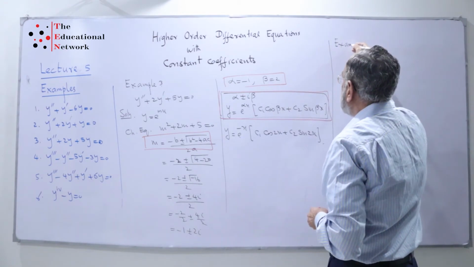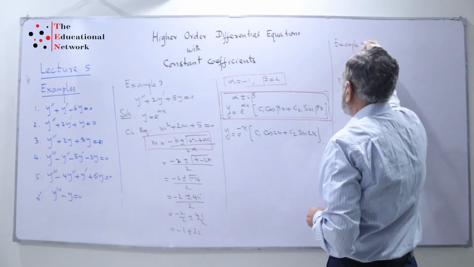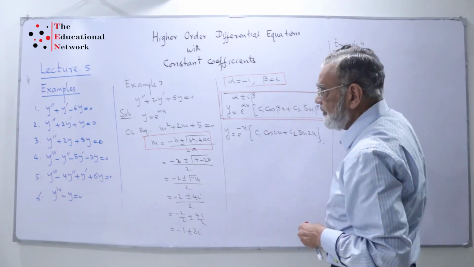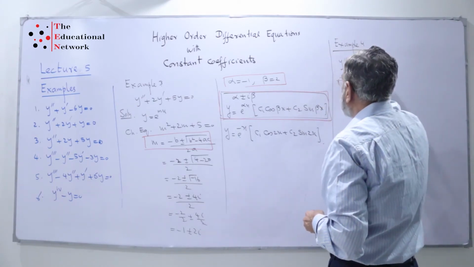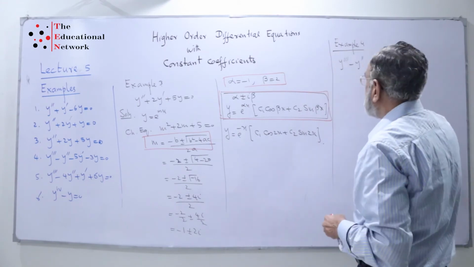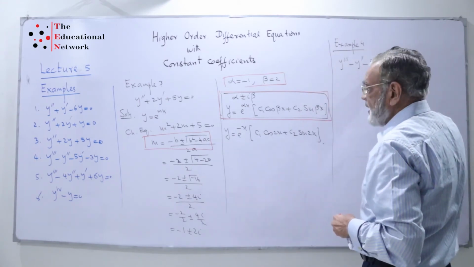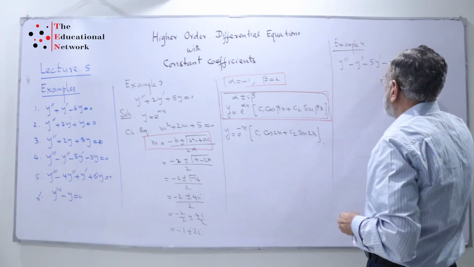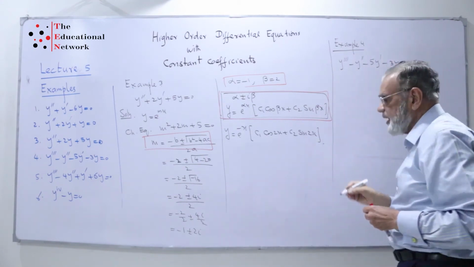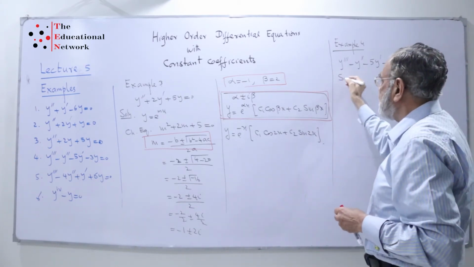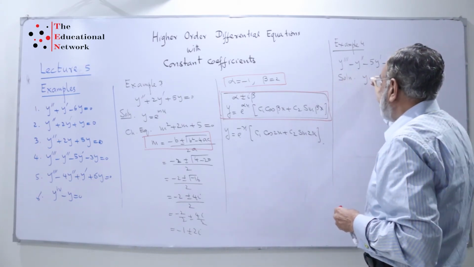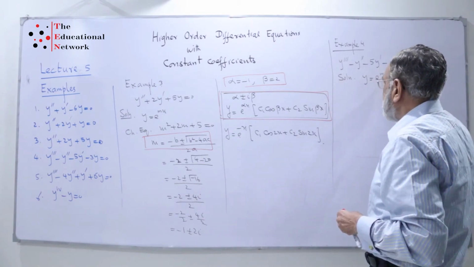In the last two examples, we are taking a higher order differential equation: y triple dash minus y double dash minus 5y dash minus 3y equal to 0. This is my equation. To solve it, we use the substitution y equal to e to power mx, and that gives me the characteristic equation.